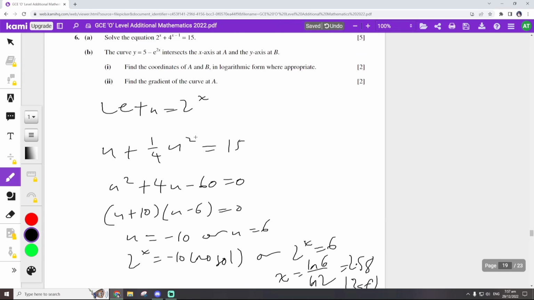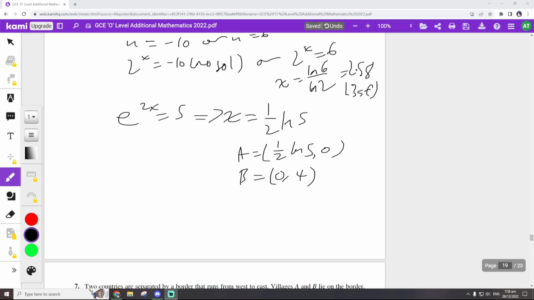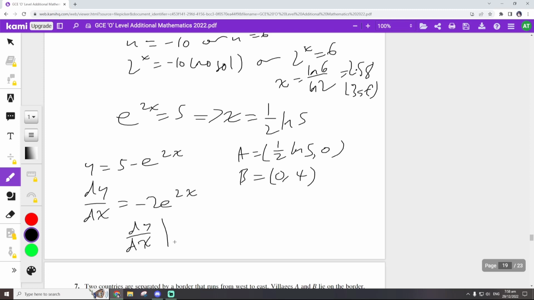What is the gradient of the curve at A? For this part, you have y equals 5 minus e power 2x. dy/dx, you bring down the 2, so you get negative 2e power 2x. The gradient of the curve at A means that x has to equal half ln 5. The 2 and a half cancel, so you're left with negative 2 times e power ln 5, which is just negative 2 times 5, which is negative 10. Okay, so that is the gradient of the curve.